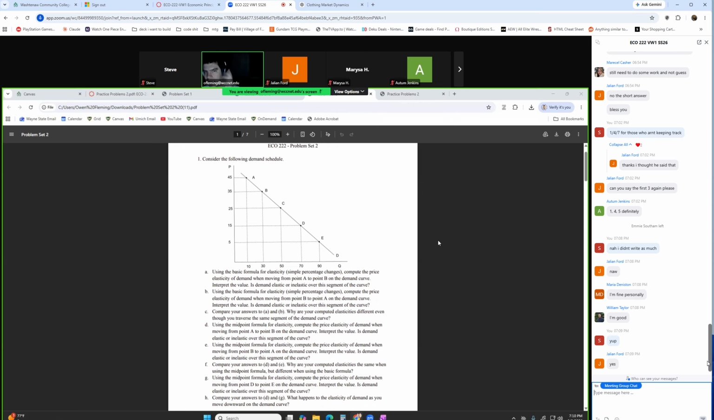One thing I will say that people always miss is when you look at this question, let's look at this one. Look at what this question says. Using the midpoint formula, compute the price elasticity of demand. That's a number, so it's going to be a number like 4. Then interpret the value means put that number into words that anybody can understand. So the interpretation of that number is for a 1% increase in the price, quantity demanded falls by 4%. That's the interpretation. Then the classification is whether it's elastic or inelastic, which in that case it's elastic.